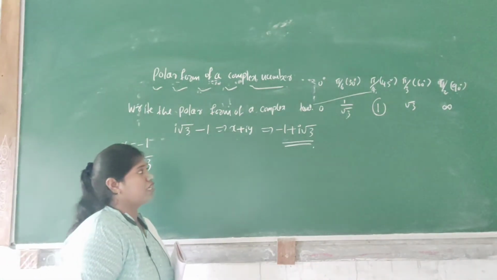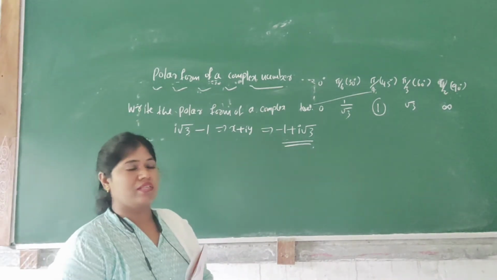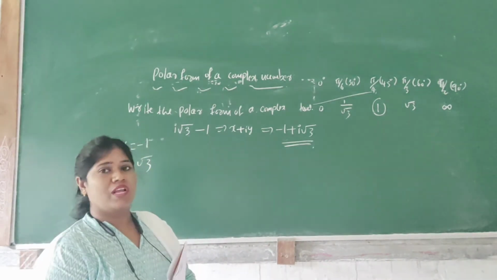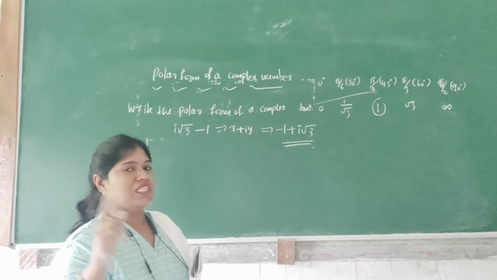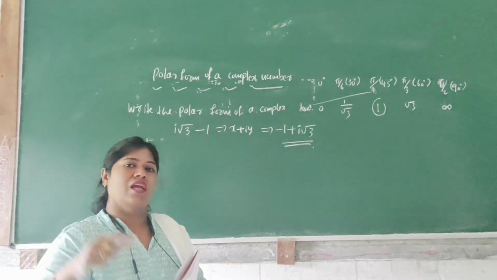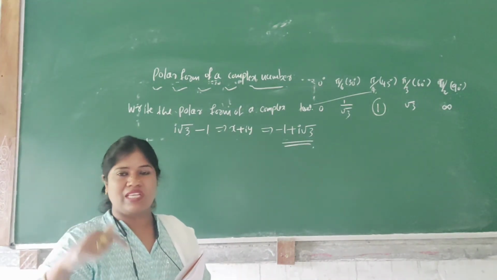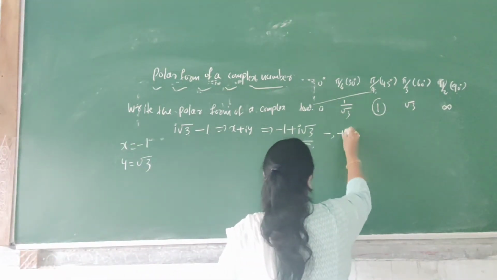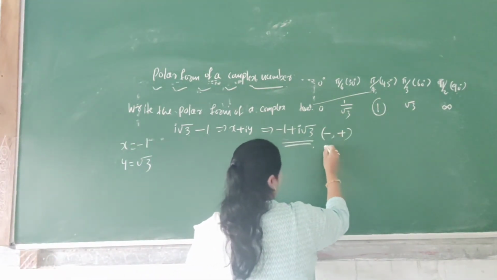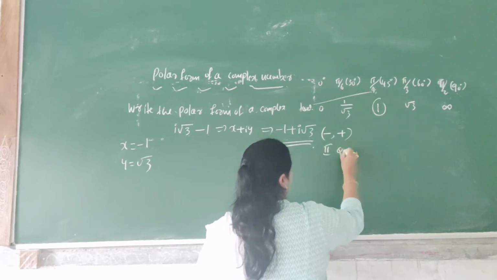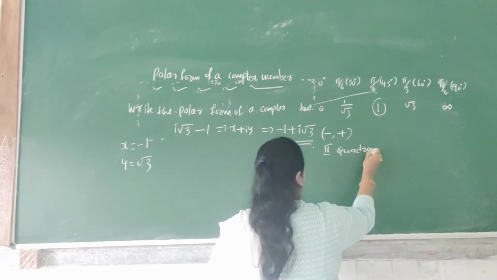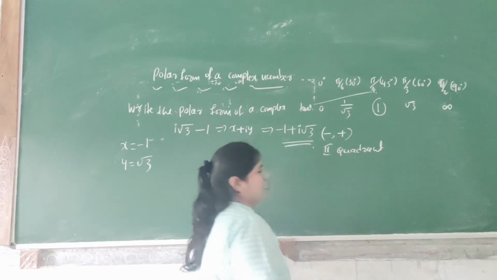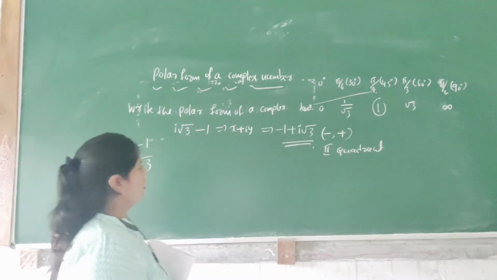First, we have to check also in which quadrant it lies. Minus, plus. In which quadrant? Plus is first quadrant. Minus plus, because x is negative and y is positive. So minus plus, second quadrant, no? Correct. Second quadrant. We have to write second quadrant.